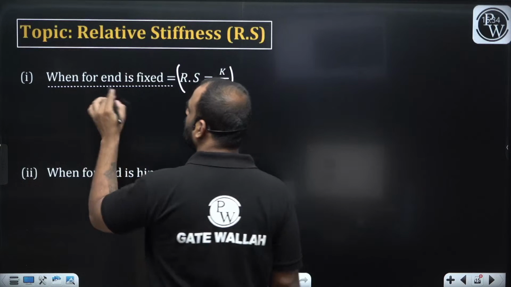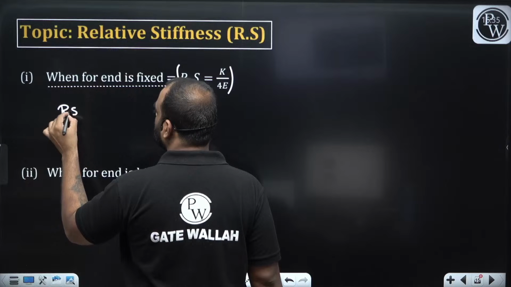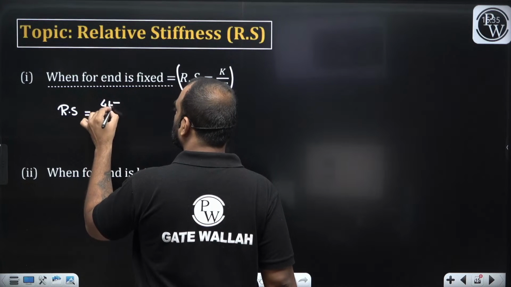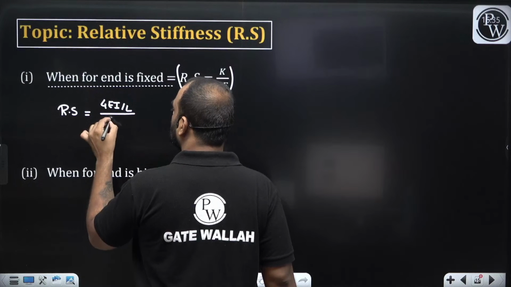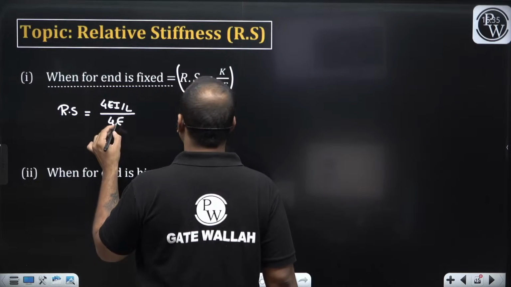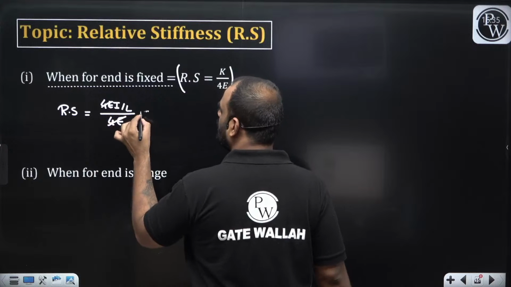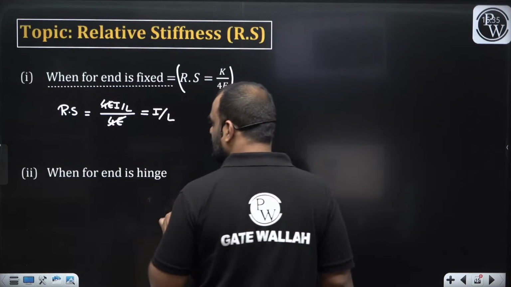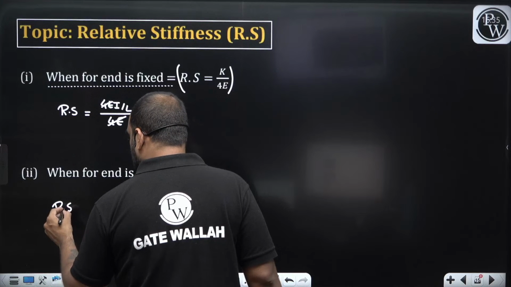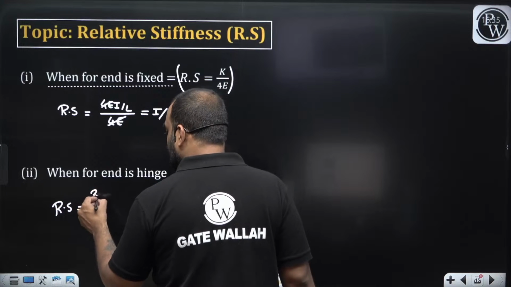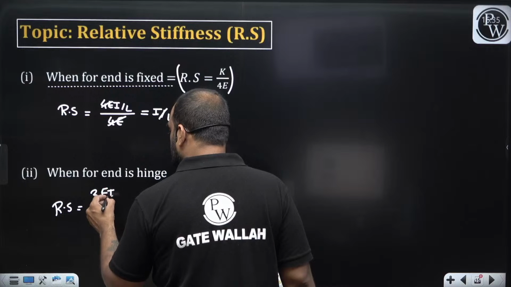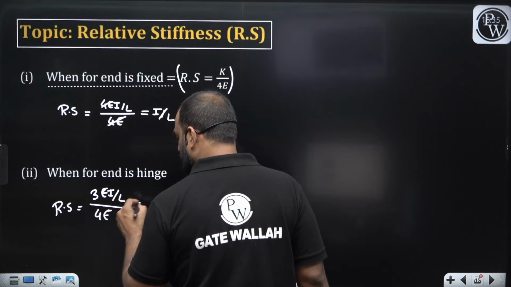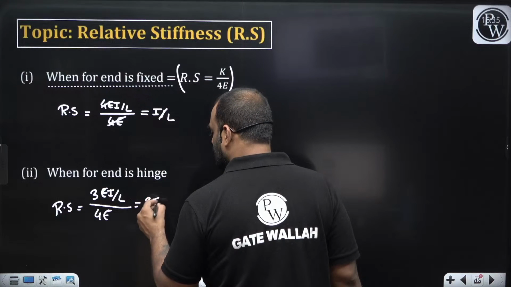Now tell me guys, when far end is fixed, what should be the relative stiffness? It is very simple. Stiffness will be 4EI by L, now divided by 4E. You can cancel 4E with 4E, and ultimately it will become I by L. Clear? If far end is hinged, then the relative stiffness is how much? You know that when far end is hinged, stiffness will be 3EI by L, and then you divide it by 4E. So you will get 3I by 4L.